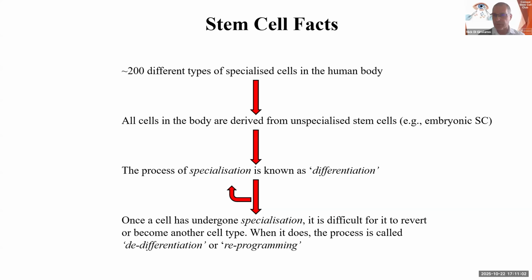For example, the embryonic stem cell. The process of specialization is known as differentiation. And once a cell has undergone this process of specialization, it's difficult for it to revert or become another cell type. But when it does, and it can, so there are examples, for example, somatic or adult stem cells can do this, and pluripotent stem cells can do this. So when they actually revert, the process is called dedifferentiation or reprogramming.